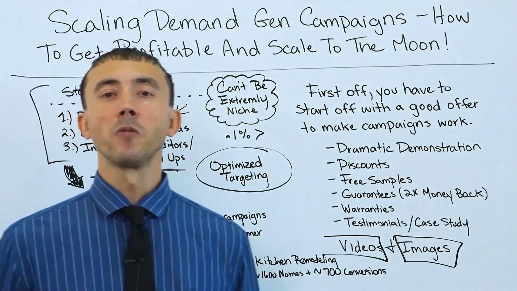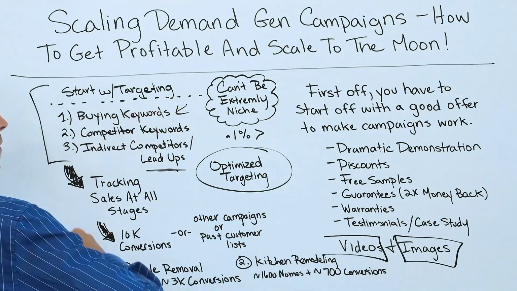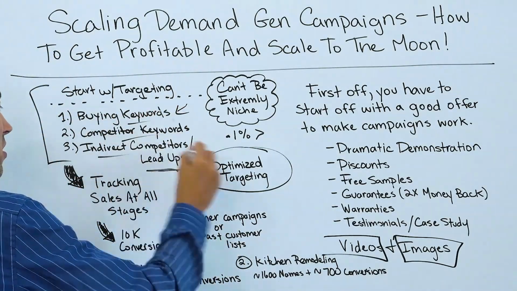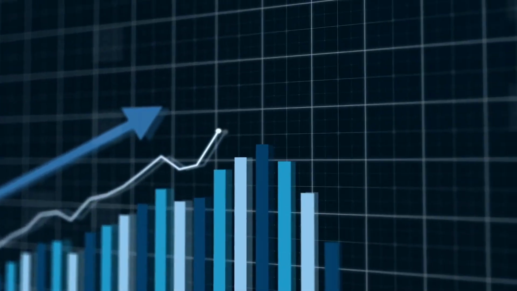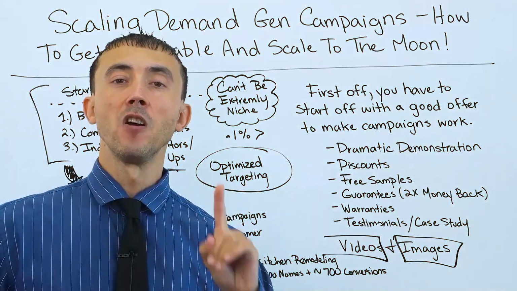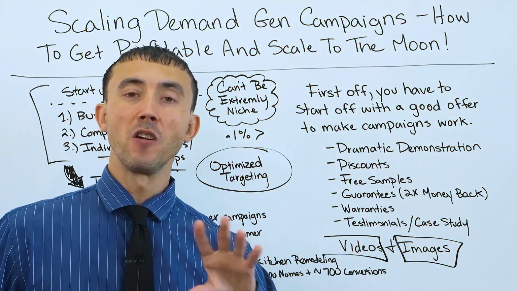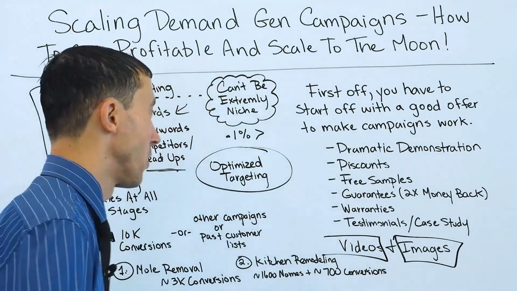Those are the low-hanging fruit ways to target your ads. And in that order, this is most profitable: the buying keywords, then the competitor keywords, then the indirect competitors. So you can make your campaign scale into millions and millions of dollars a year in sales when you run demand gen campaigns if you're in a fairly broad market. If you're in a super niche market, it's not going to work as well.